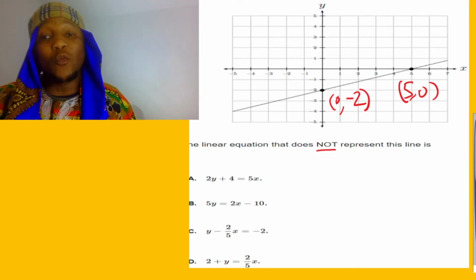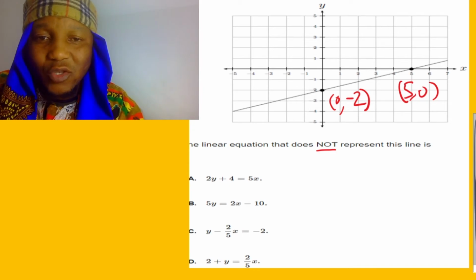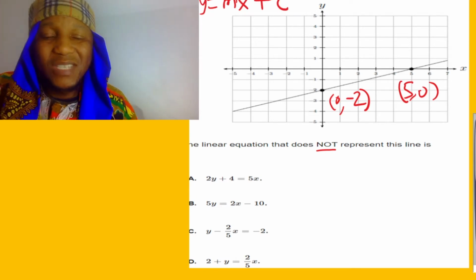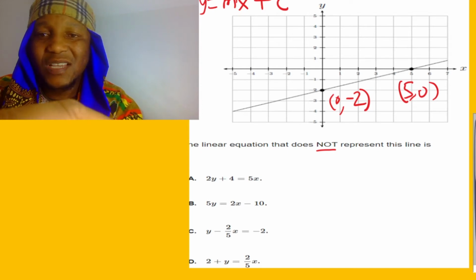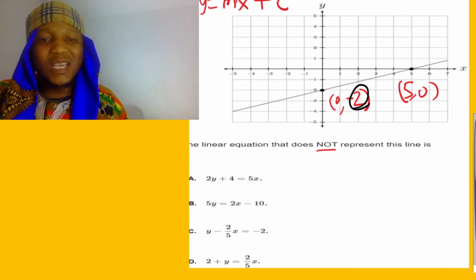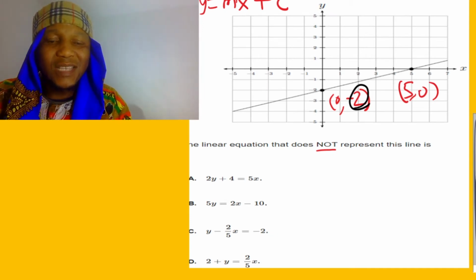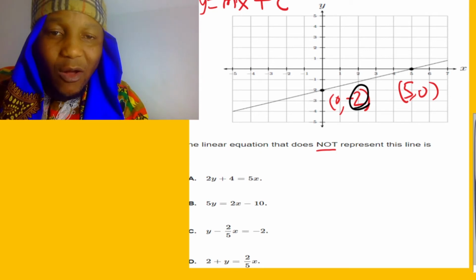So let me solve the equation of a line. The equation of a line is always y equals mx plus c. m represents the slope and c represents the y-intercept. We know the y-intercept for this case: the y-intercept is equal to -2, so we know the value of c. But for most cases, do not start by finding the value of c. Start by finding the slope if they have given you the coordinates.